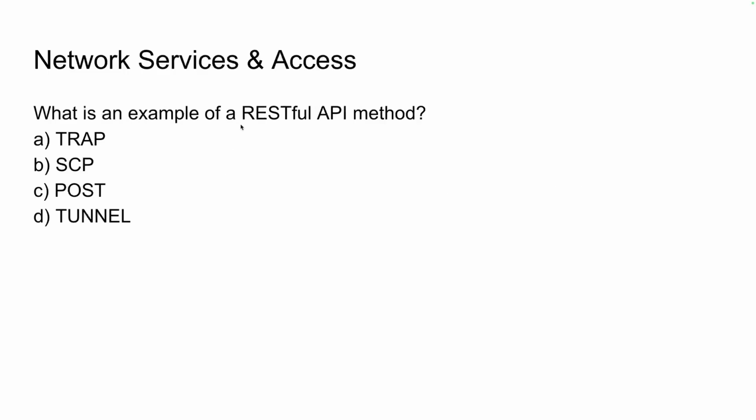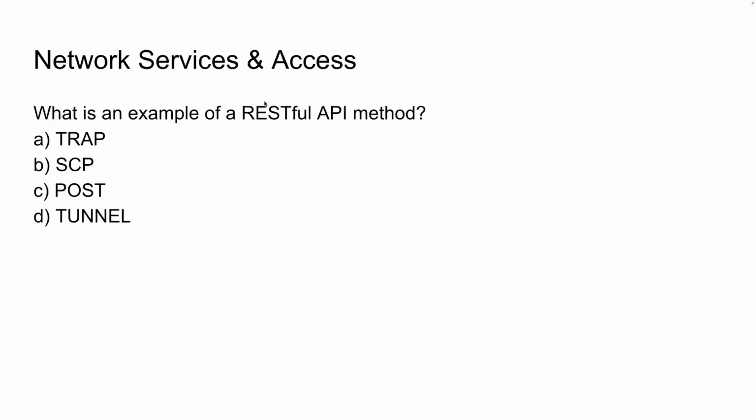Excellent. What is an example of a RESTful API method? So trap is not it. SCP is secure copy. Tunnel is not a method that we do, but it's something that is available through SSH, secure shell. So a method is referring to the type of request that can be made. So think about it like that.